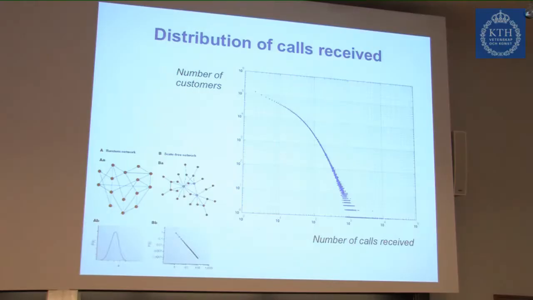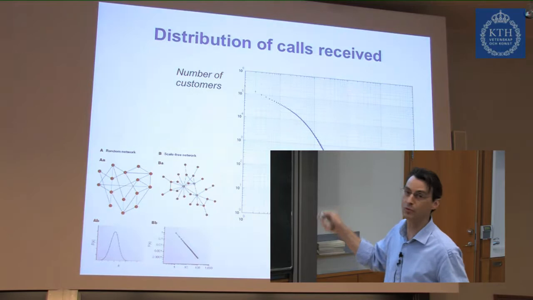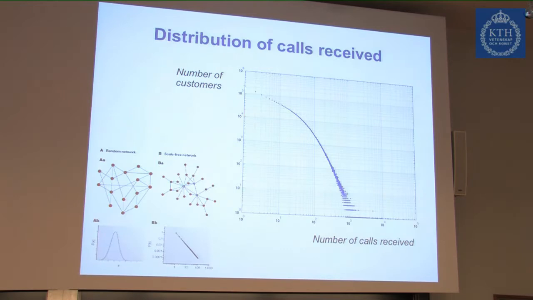If you look at the number of calls received, and the number of people who receive that number of calls, on a log-log scale. So this is how many people received 10 calls. So 10 calls is here, and that's the number of people that received that many calls. How many people received 100 calls? That's the number of people who received 100 calls. And so you see that the largest number that we get here is the number of people who received just one call.